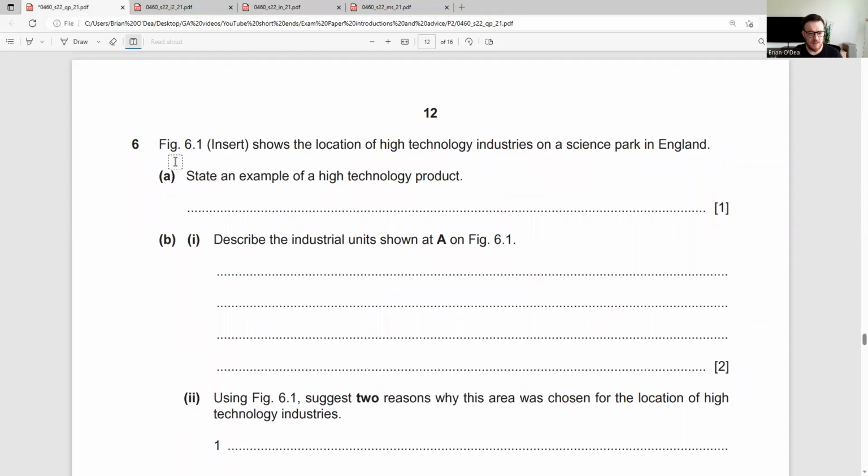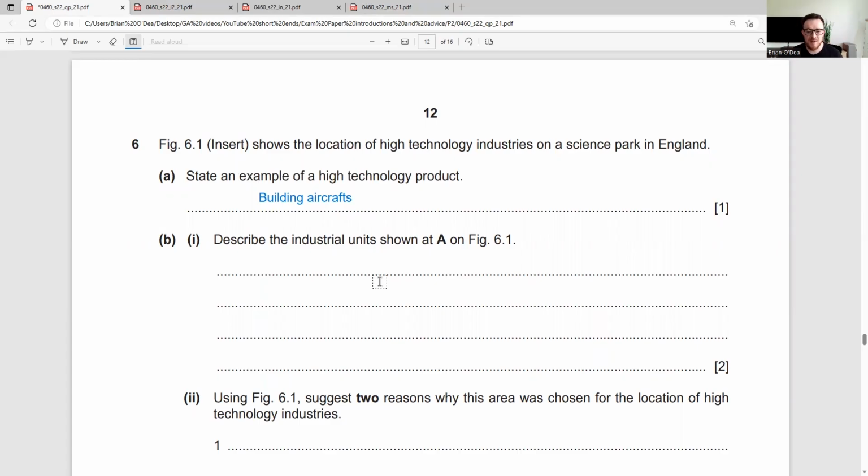So question 6 here: state an example of high-tech technology products. That's anything that's quite advanced. So we could say building aircraft, right? And that would probably be enough. Other things like mobile phones could be put in there, for example making mobile phones or designing software for whatever. All of that goes in high technology production.